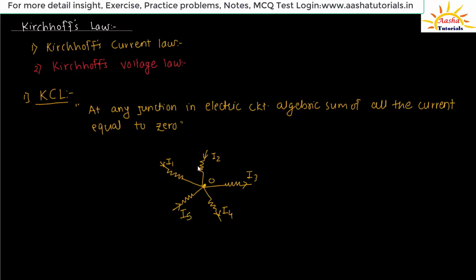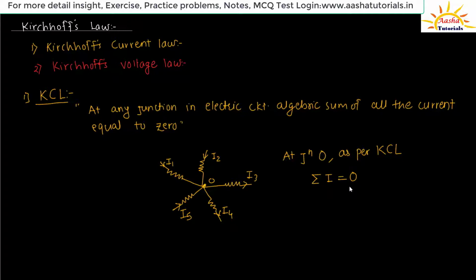So if I consider these are the currents arriving at or going away from this junction, then at the junction point O, as per Kirchhoff's current law, the algebraic sum of all the current is equal to 0. Now if I add all these 5 currents, do we get 0? No. So how then is the algebraic sum of all the current equal to 0?